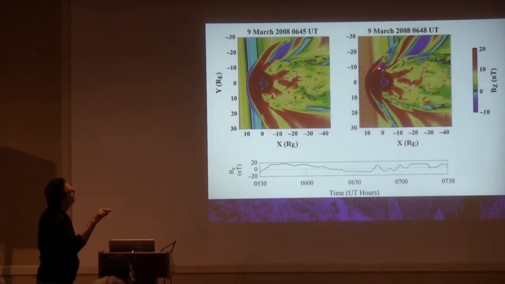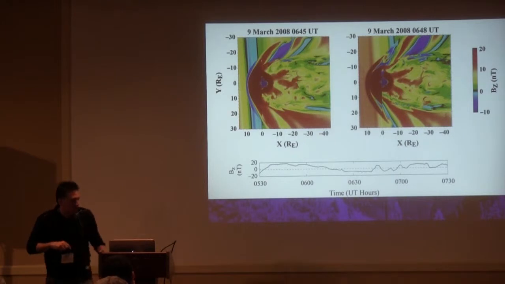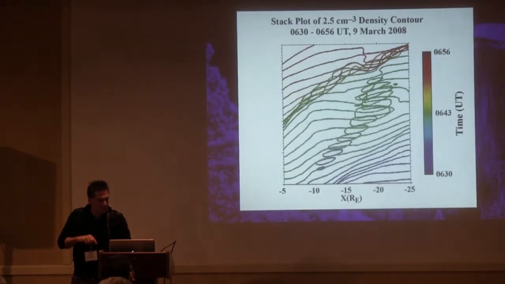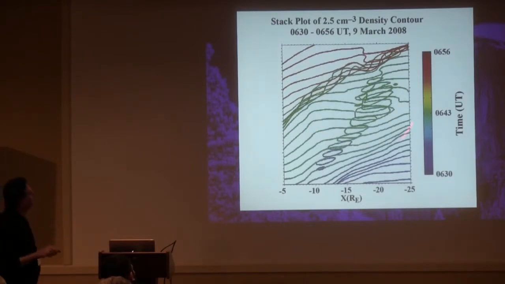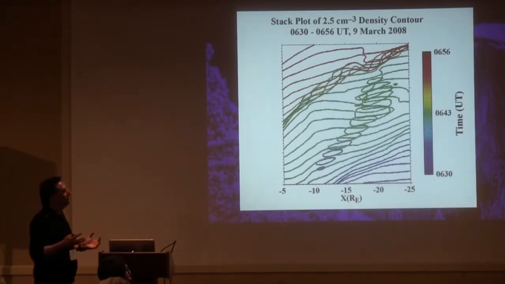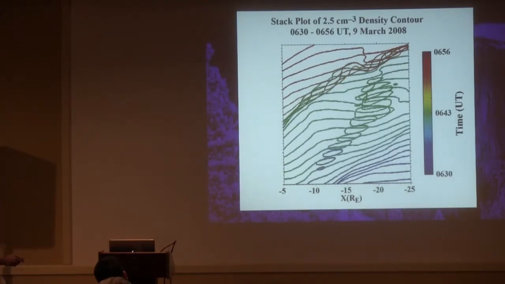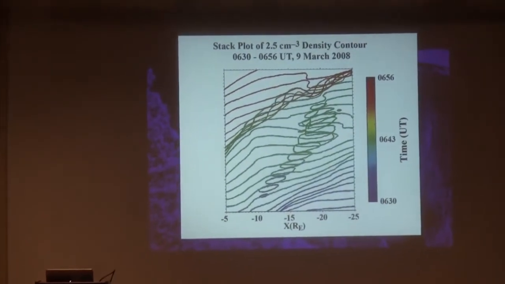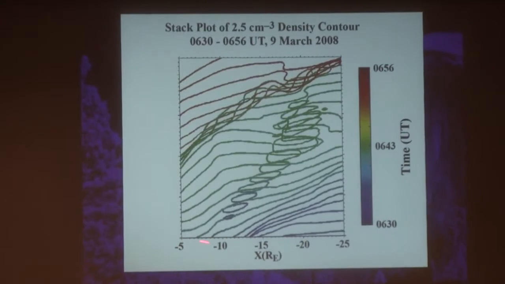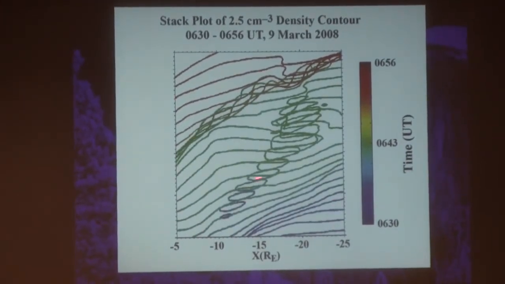And again, if we take the contour that corresponds to 2.5 particles per cc and stack it as a function of time, this is the kind of thing we see. So we're not really seeing KH instabilities on the flanks. Things are just changing too fast for anything stable to be going on. But you can see that here's that same contour starting from 6:30 and going to 6:56 on the 9th of March. And we start out having a pretty smooth contour, and then this vortex kind of a thing develops, and then it unravels because by this time the IMF has changed signs 7 or 8 times.